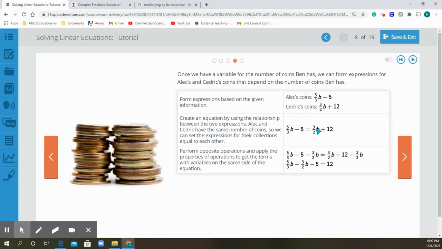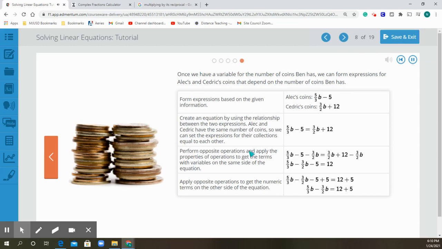So for example, here is the 3/2 B. We now subtract it over on this side, and so it becomes 5/3 B minus 3/2 B minus 5 equals 12. So now we perform opposite operations and apply the properties of operations to get the terms with the variables on the same side of the equation, exactly like we did before.